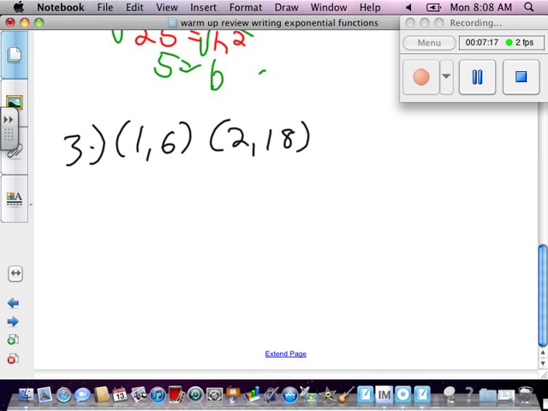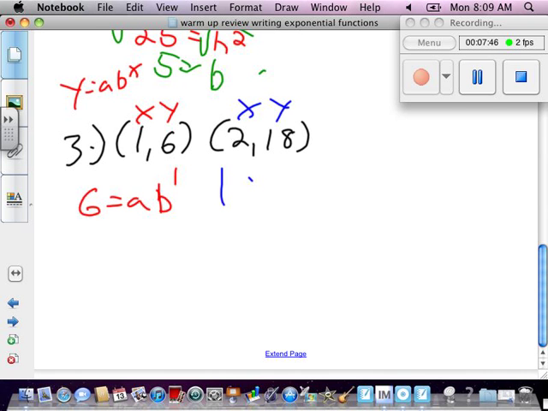Label. So I've got x and y. Somebody raise their hand and tell me what the next step is. Yes. Miss Page. Put it into the equation. Y equals ab to the x is always our equation. So I'm going to go 6 equals ab to the first. And I've got 18 equals ab squared.